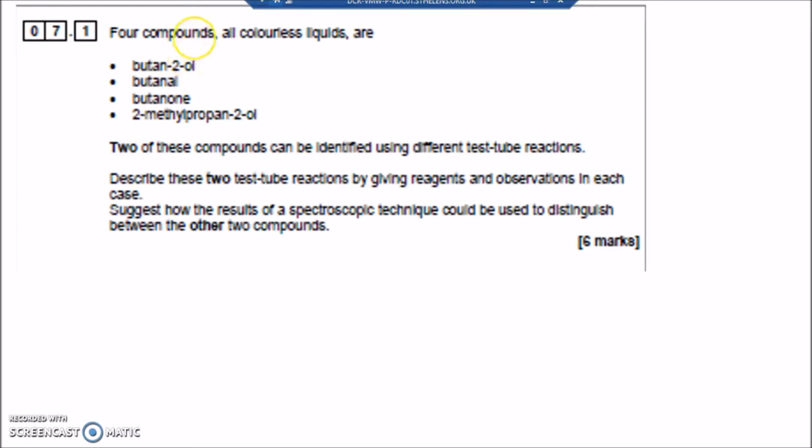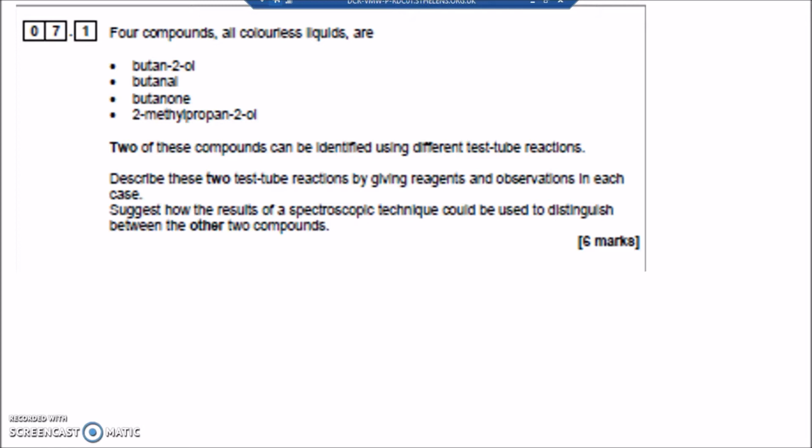Butanal is an aldehyde, so that can be tested with warm Tollens reagent. Put the word warm in as well, because at A2 you could need the word warm. Warm Tollens reagent will give a silver mirror, or if that wasn't available, then you could use Fehling's solution, which would give a brick red precipitate. Either of those 2 tests are fine.